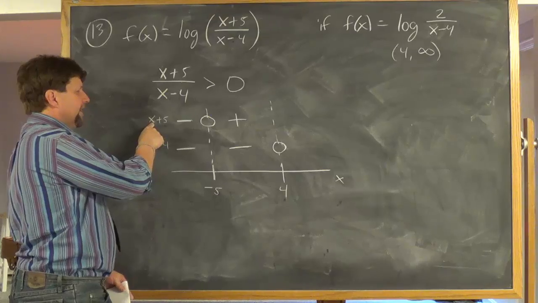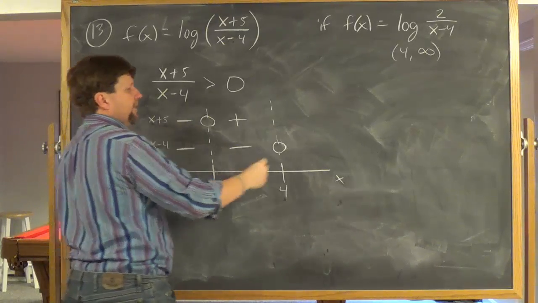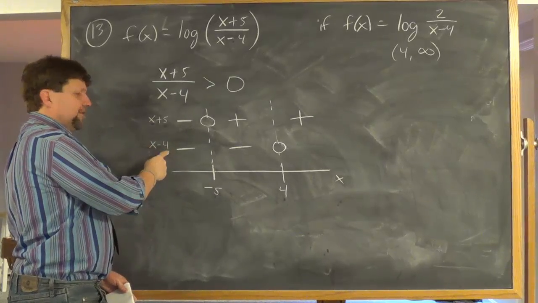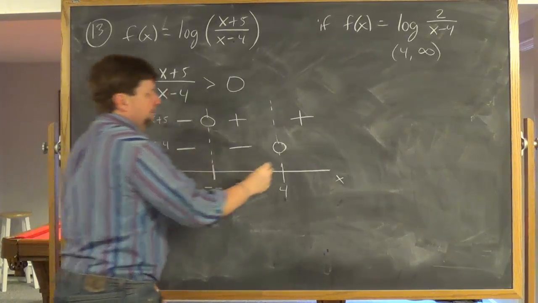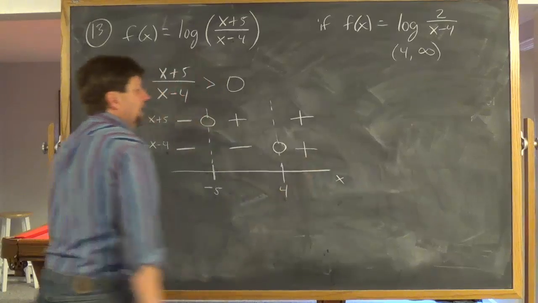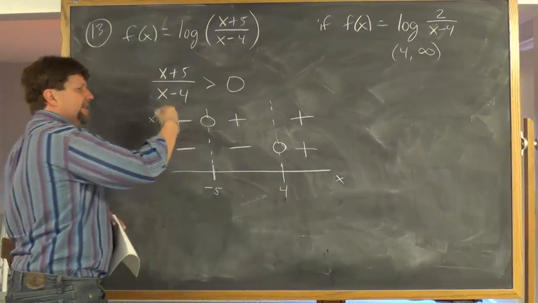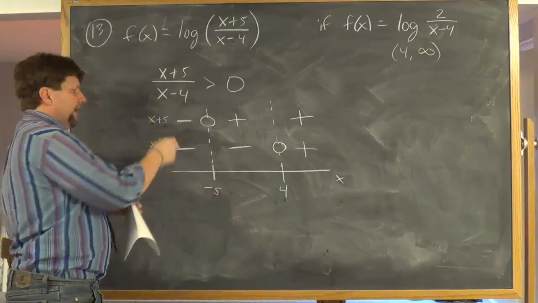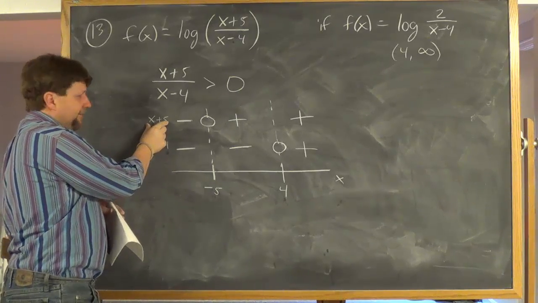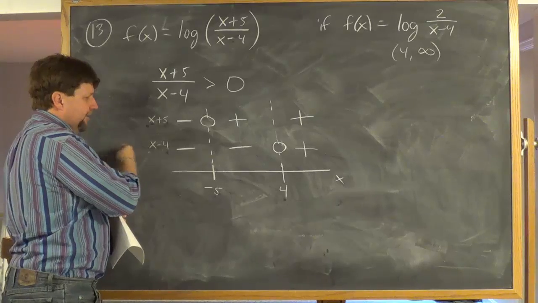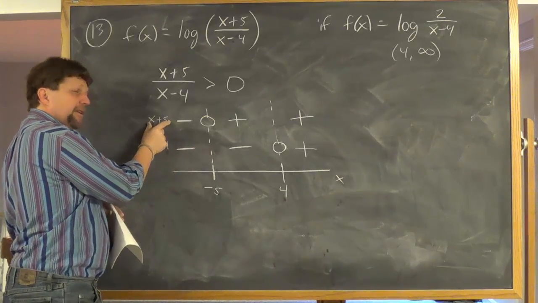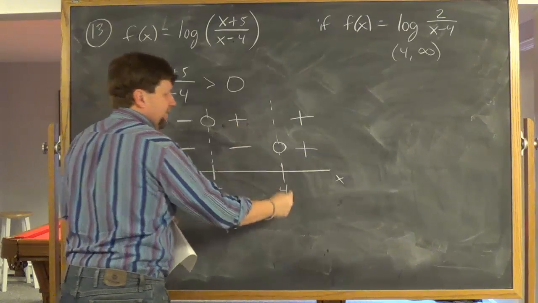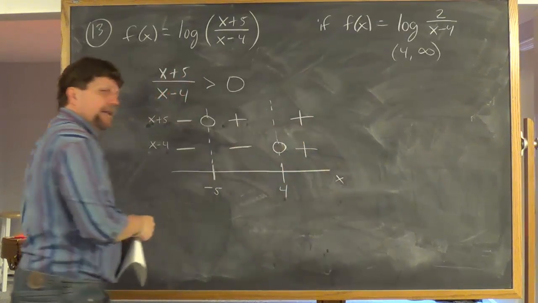You put 5 in here for x, and you get 5 plus 5 is a positive 10. Positive. 5 minus 4 is 1. Positive 1. And this sign diagram is what tells us what's happening. It's telling us that x plus 5, on the interval negative infinity to negative 5, will be negative. On this interval, it'll be positive, and on this interval, it'll be positive.